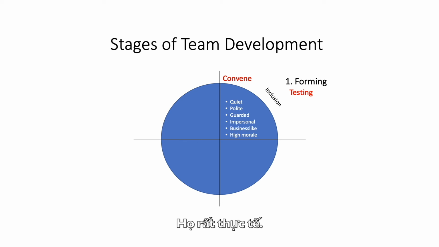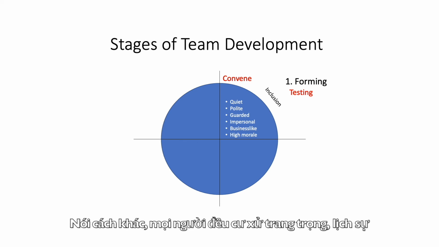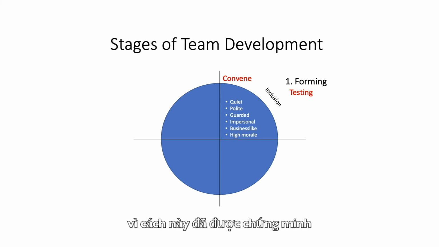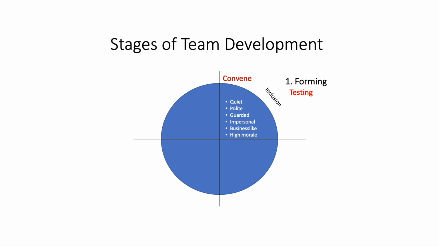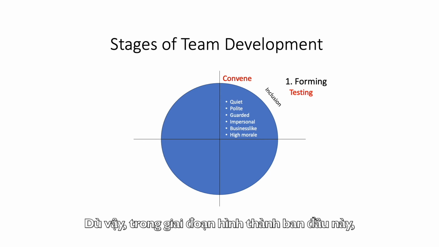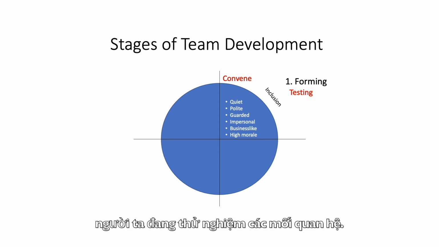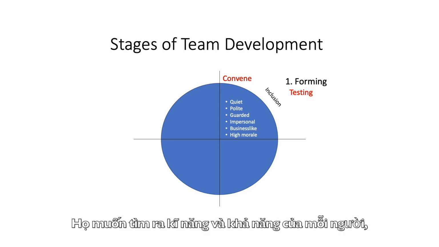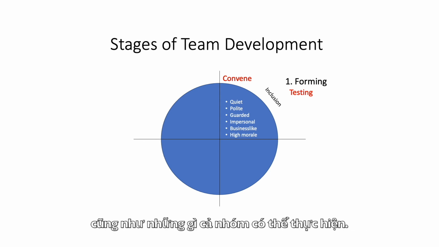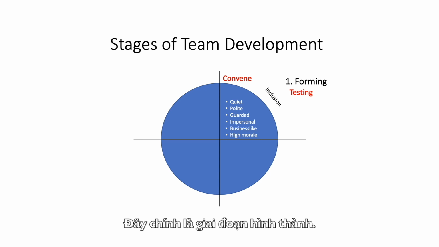They're very businesslike. In other words, they're very formal in their way of communicating with each other because this is a proven way to talk among themselves without creating any unnecessary conflict. Having said that, though, people, even at this early stage of the forming stage, are testing the relationships. They're testing the group. They're trying to find out who has what skills, what capabilities, what the team potentially can do. So this is the forming stage.